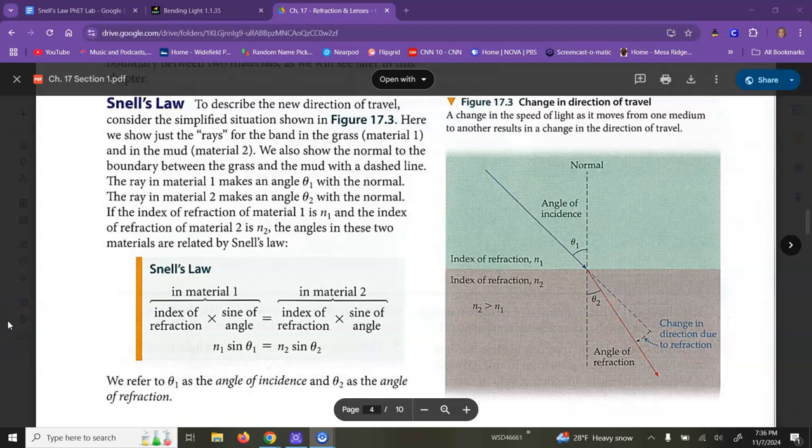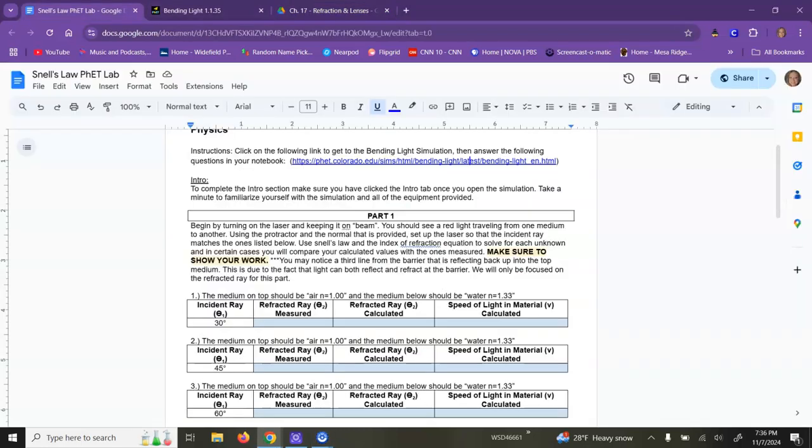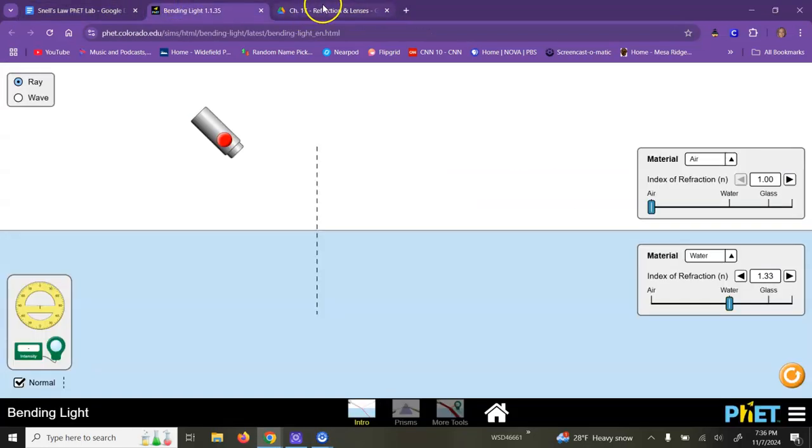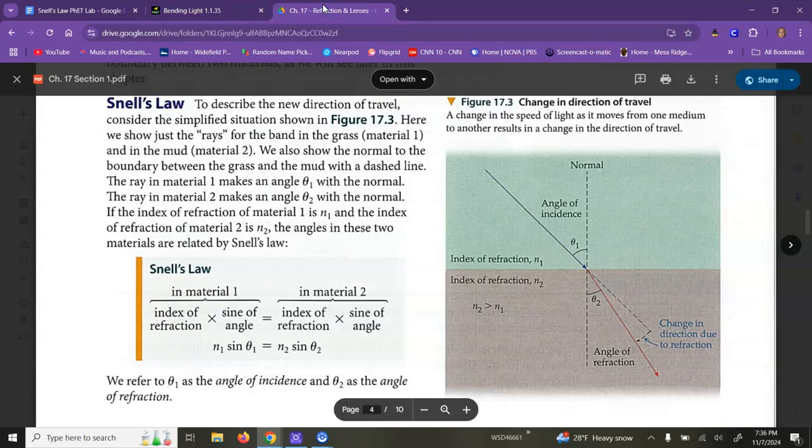Okay, this is a quick, helpful video for the Snell's Law PhET lab. I have both the lab and the simulation open, but I also have Chapter 17, Section 1 open as well, on Snell's Law. I want to go back over how Snell's Law describes that light changes speed when it changes the mediums it's traveling through.